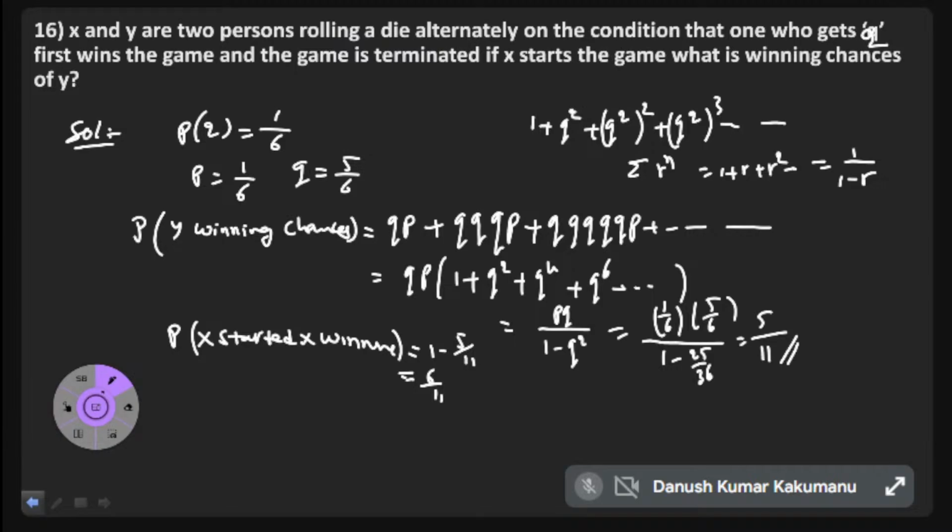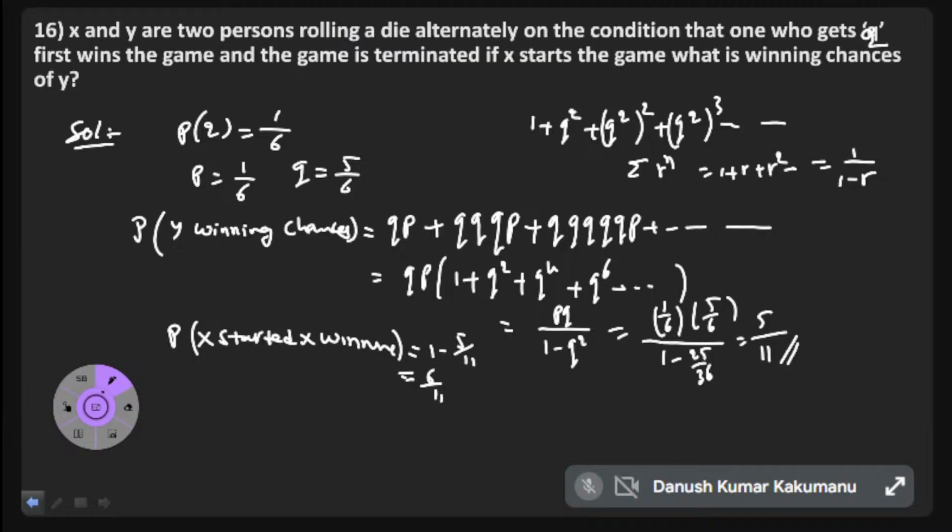X started. X winning. How to write here? X winning means the first term is P. What is the second term? If X gets the 2, he will win the game, P. Plus, if he loses the game, Q. Who will get the opportunity after X? Y. Q, Q, P. X started, X winning: first is P, second is Q, Q, P.